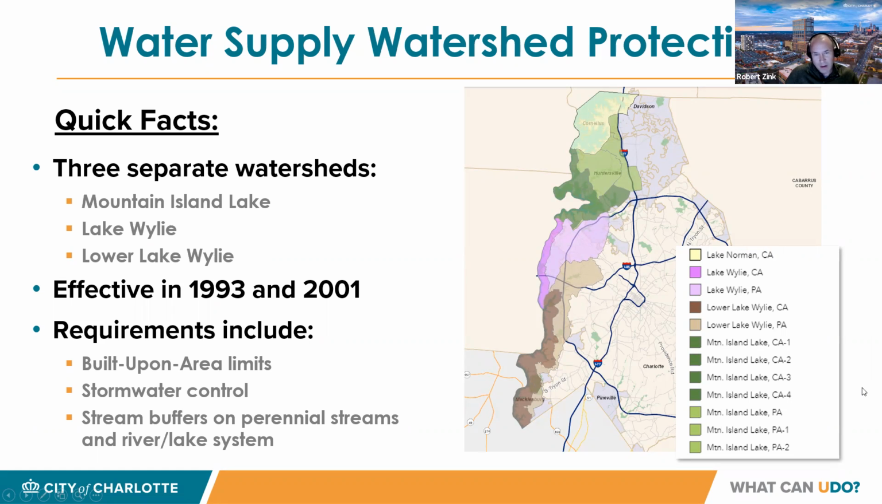As you can see, they've had some different effective dates over the years, and the requirements within those areas include built-upon area limits, or you can think of it as impervious, meaning buildings and parking lots and driveways. Once you go above certain percentages, you do have to do some stormwater control to treat the runoff off of a development. And there's also buffer requirements in those areas.